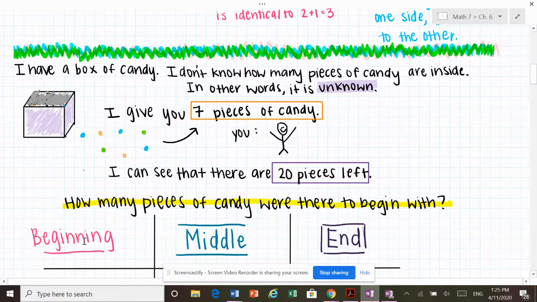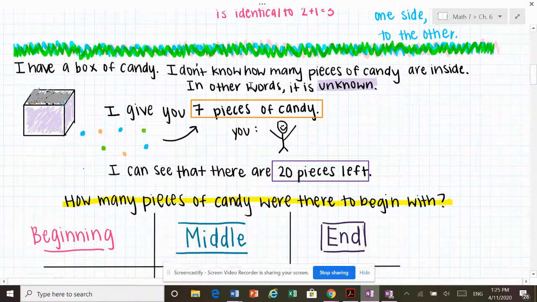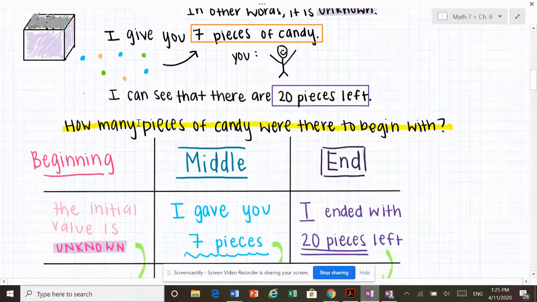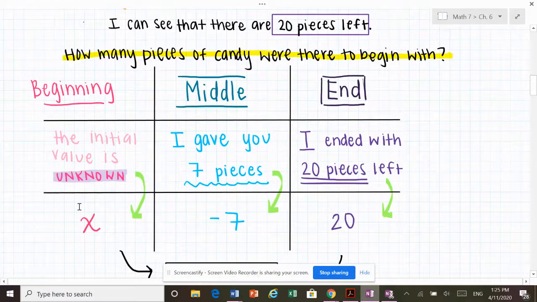So let's look at the beginning, middle, and end. We're going to break it down into chunks. So in the beginning, I said that there's an unknown amount of candy. So when we have an unknown amount, we actually use a variable. So we are going to use x for this scenario. We're going to put x.